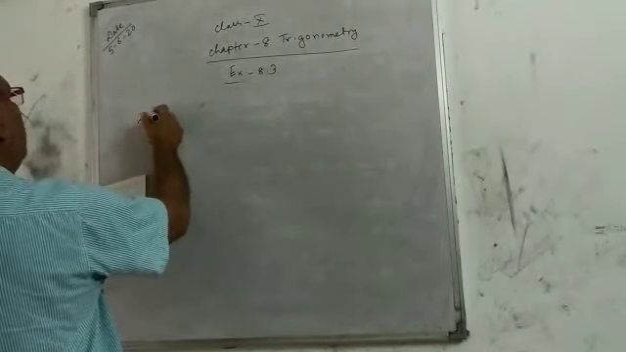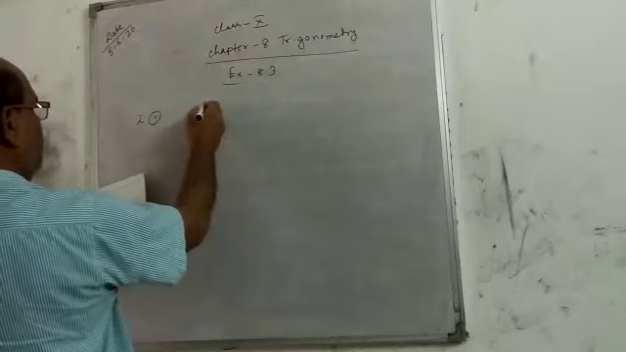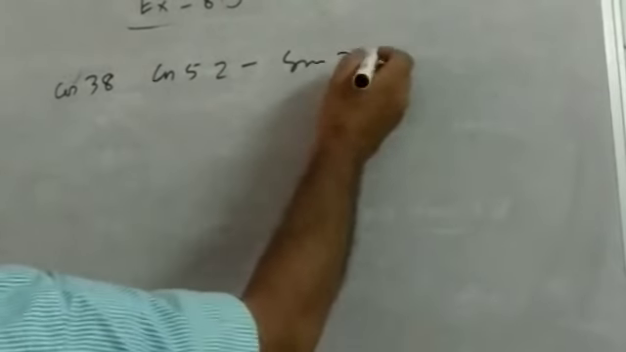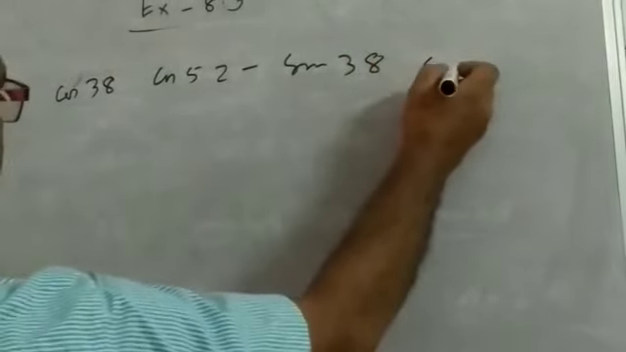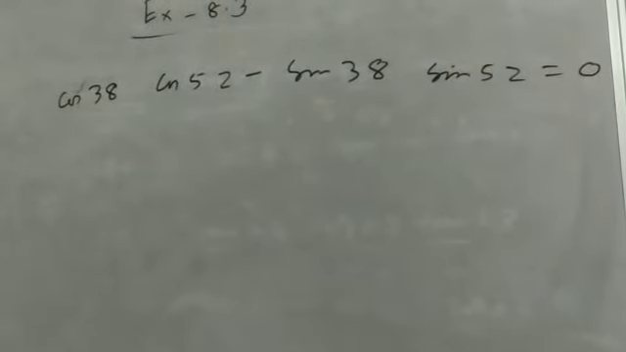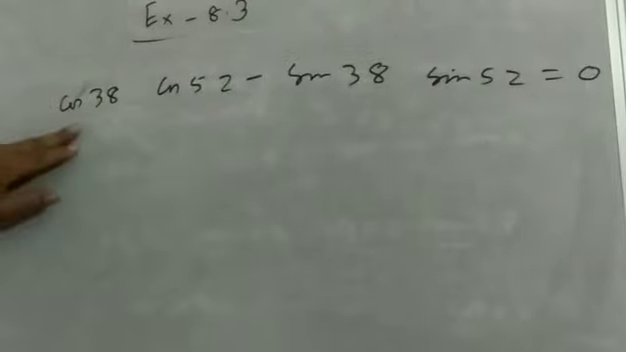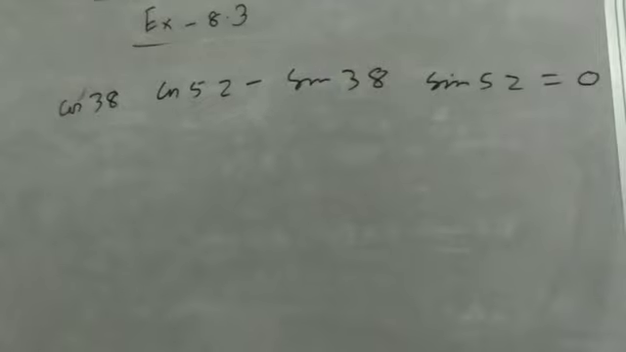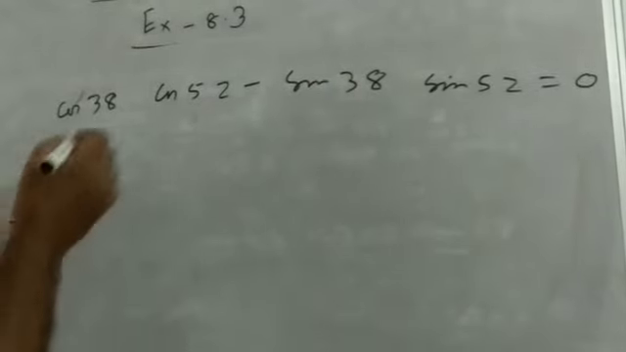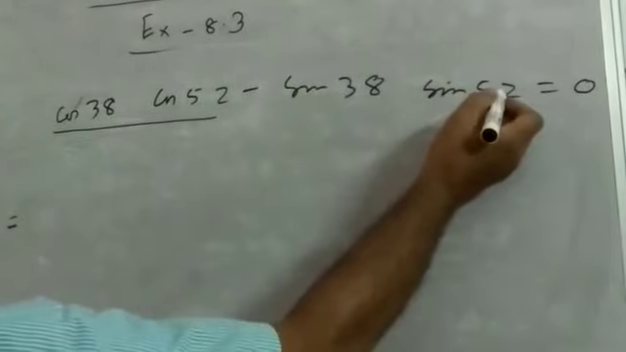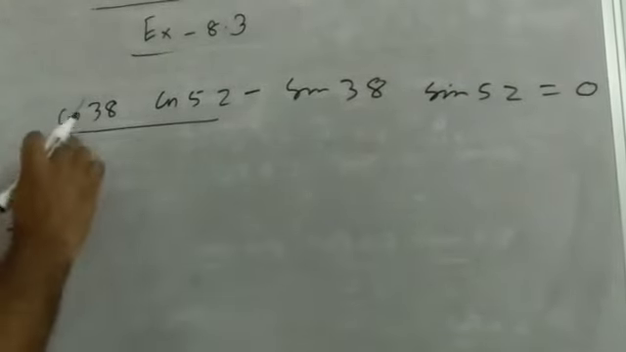Number 2, prove that cos 38 cos 52 minus sin 38 into sin 52 is equal to 0. We have to prove it. Here sin is minus, here also 4 term, but this 2 term minus this 2 term. Equal to 0 we have to prove it. And here you see, either we will change this 2 term or we will change this 2 term. So we can change this 2 term.